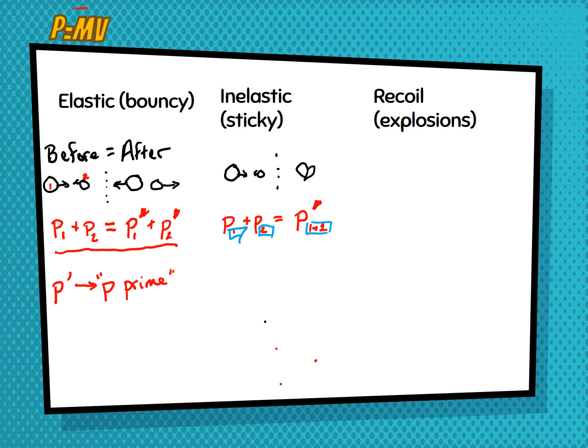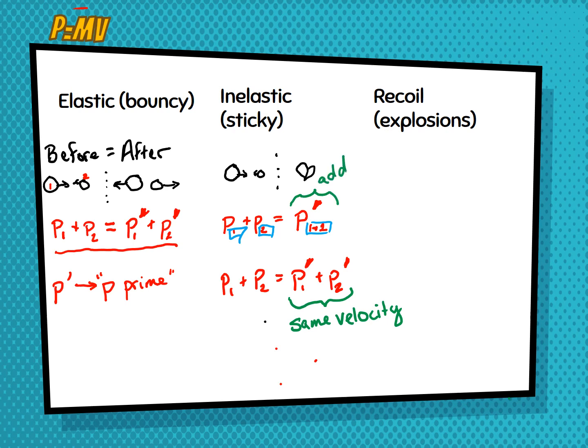Another way you can write this is as separate objects if you want to. That's perfectly fine. Just remember that these separate objects over here will have the same velocity because they're attached to each other. And up here, you would add the masses.